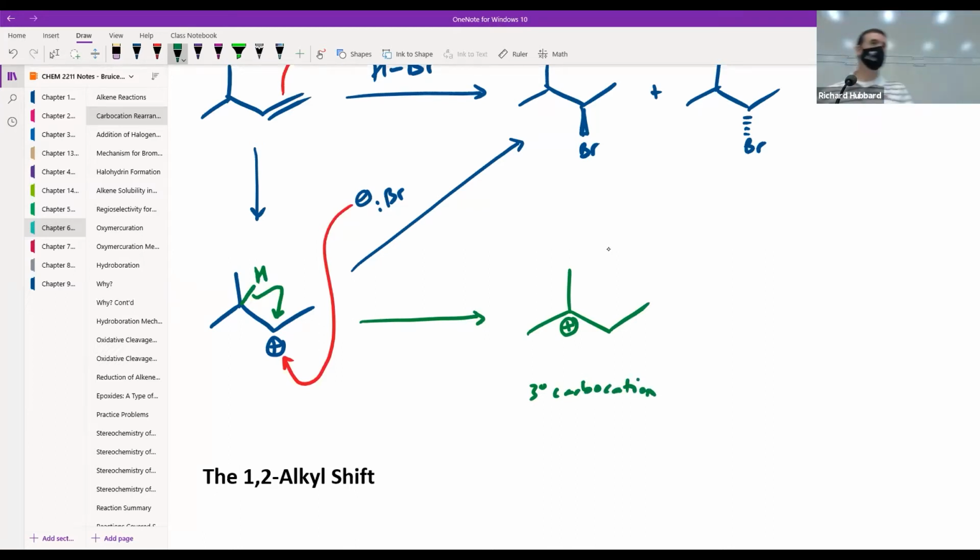So the driving force behind this is I form a more stable intermediate. We're not going to do this if it forms a less stable one. That's just not going to work for us. We're not going to pay molecular energy in order to get a less stable intermediate. So now our bromide comes in.